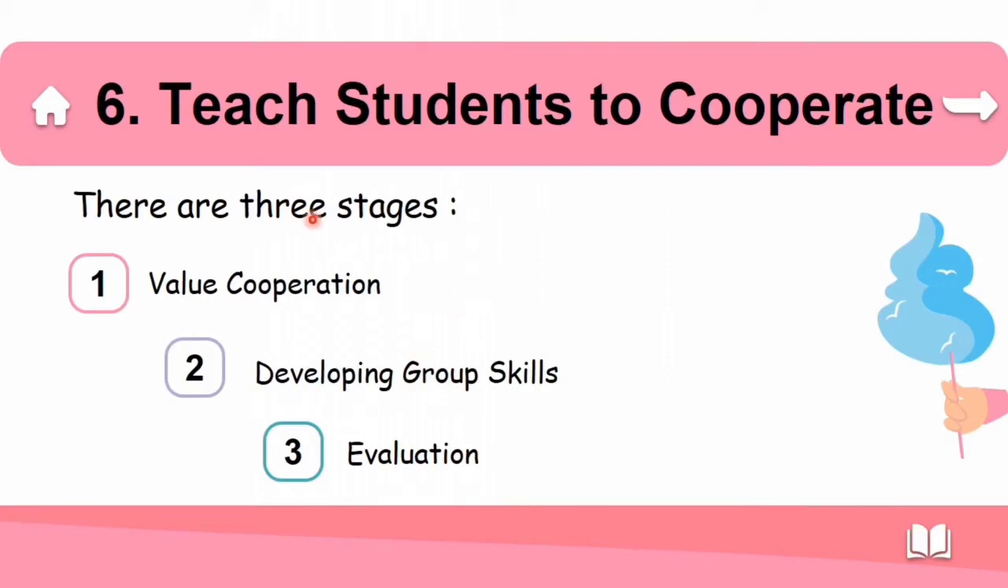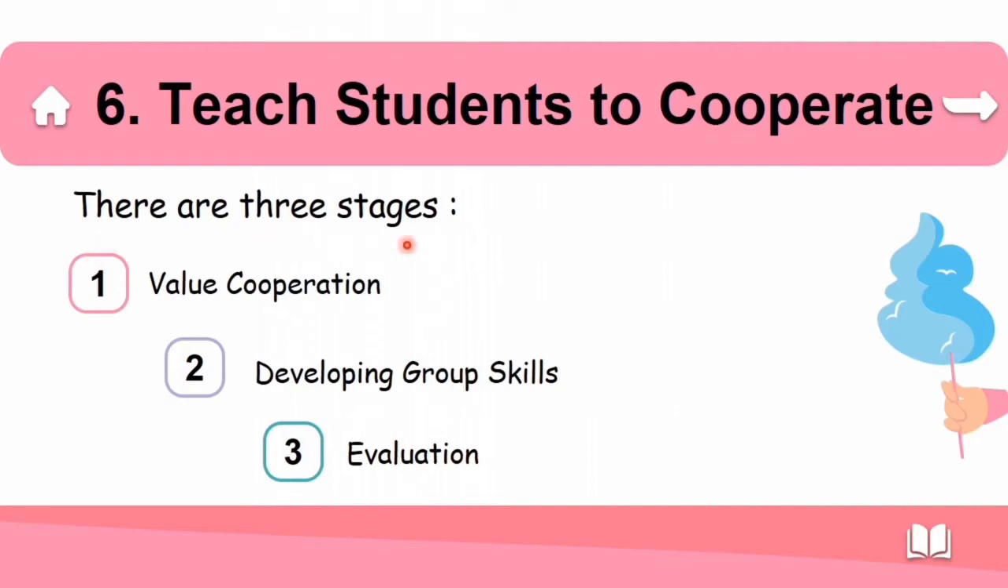Okay, in this point, as a classroom teacher, it is our responsibility to teach students to work together, right? So this is not a simple process. Students do not learn to cooperate in one 45-minute lesson. So this takes time. Indeed, we can think about the process in terms of 3 stages.